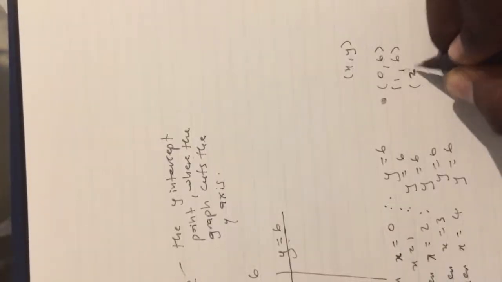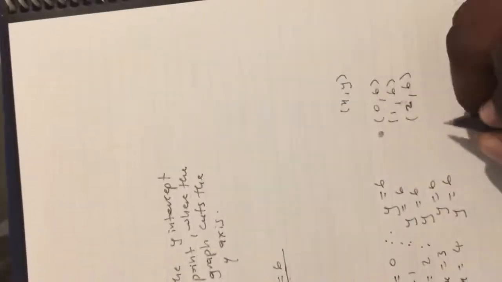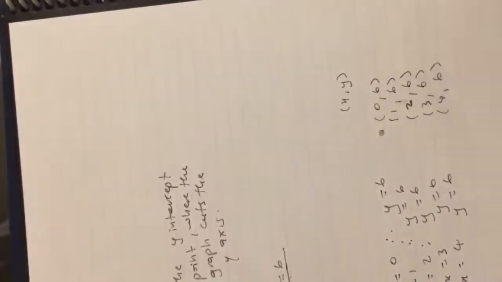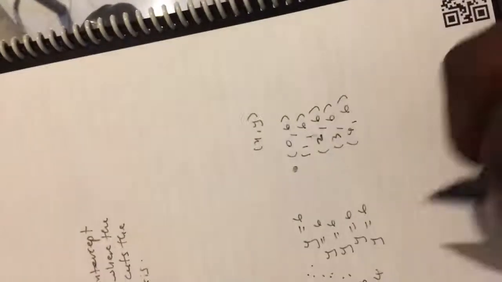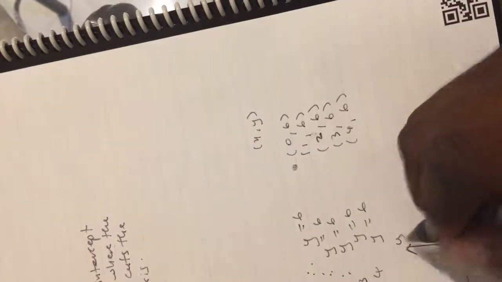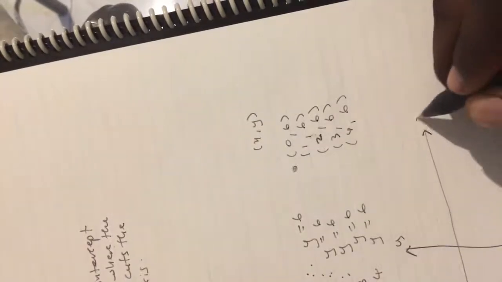When x is equal to 1, y is equal to 6. And when x is equal to 2, y is equal to 6. When x is equal to 3, y is equal to 6. When x is equal to 4, y is equal to 6. So these are our points. So we're going to use these points to plot the graph.